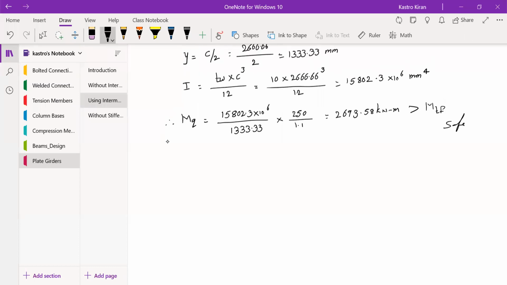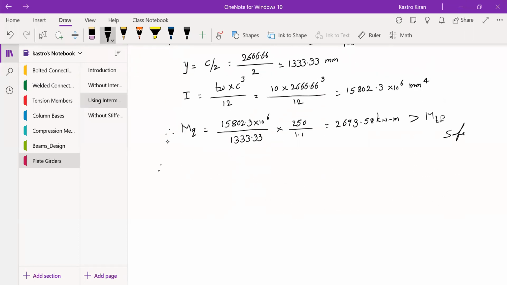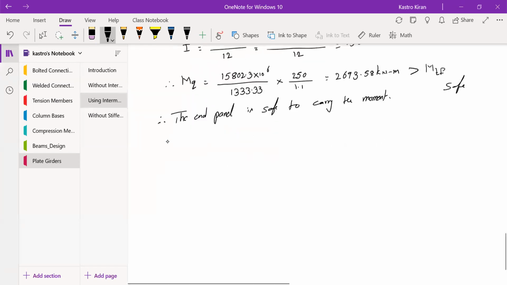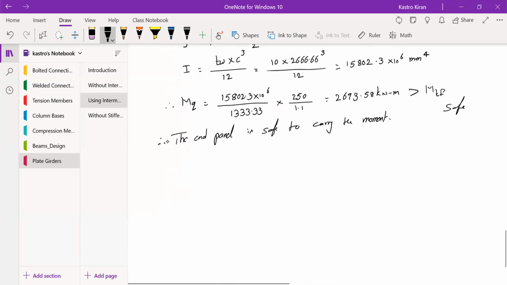I'll write the statement here. The end panel is safe to carry the moments. Okay, so in the next step, we are going to solve for the design of end bearing stiffeners.